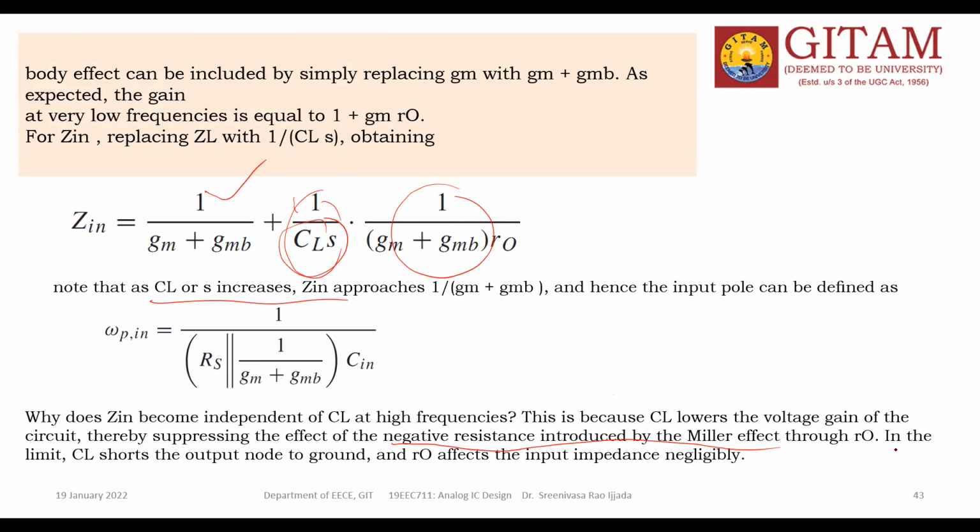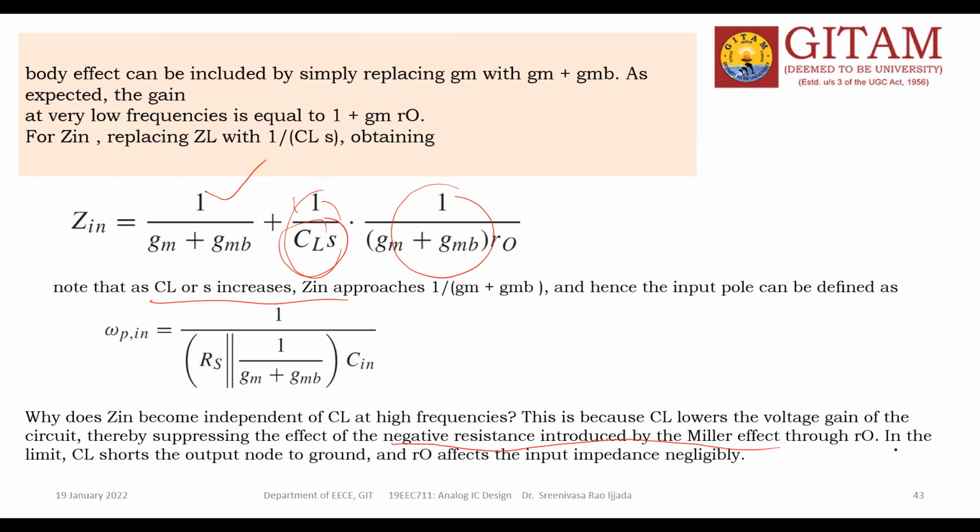So thereby what happened? The effect of the negative resistance introduced by the Miller effect, because if A is greater than 1, then the resistance becomes negative, which was produced by the Miller effect. Once the Miller theorem is applied, then only you will get Z1 equal to Z by 1 minus AV. So the negative resistance is introduced only by the Miller effect.